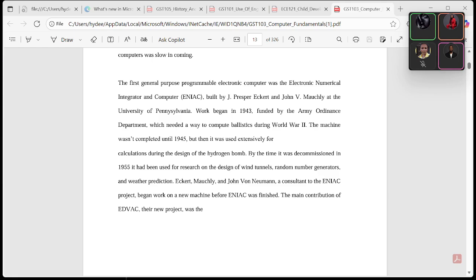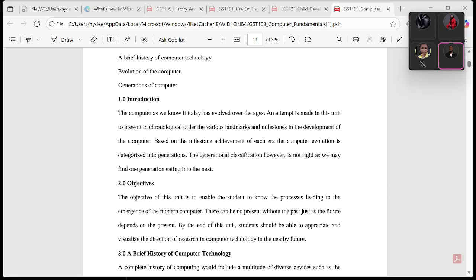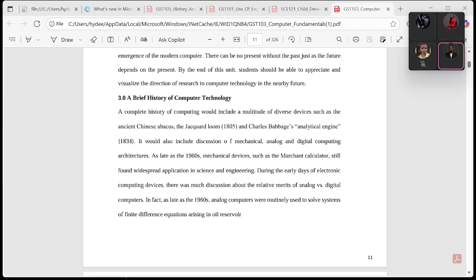Okay, so we said the history of computing extends beyond electronics to devices like the abacus. According to your unit two, we talk about things of 1805, like using the abacus, the Jacquard loom, the analytical engine. All these things are in the 19th century. You can see 1805, you can see 1834. All these are in the 19th century.